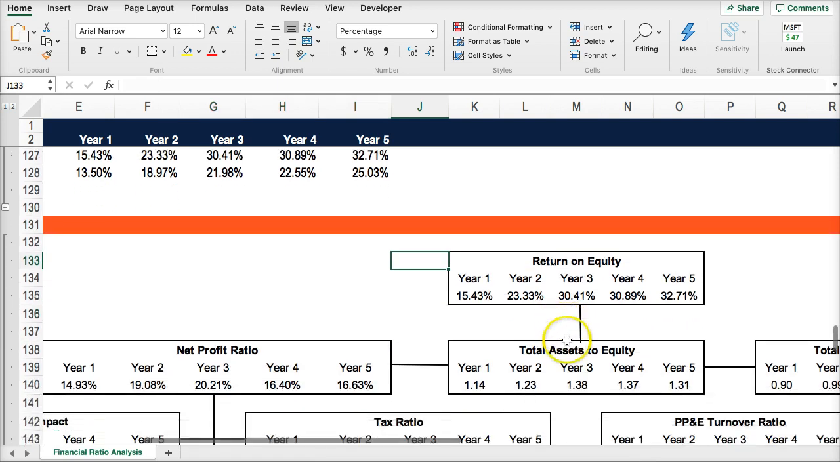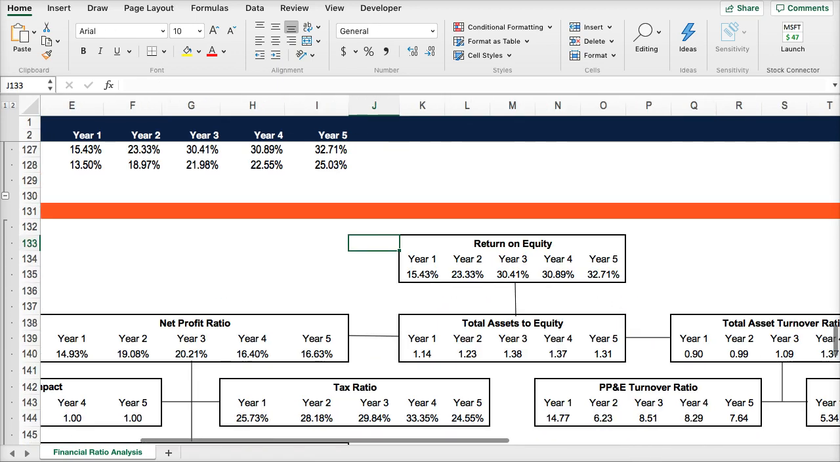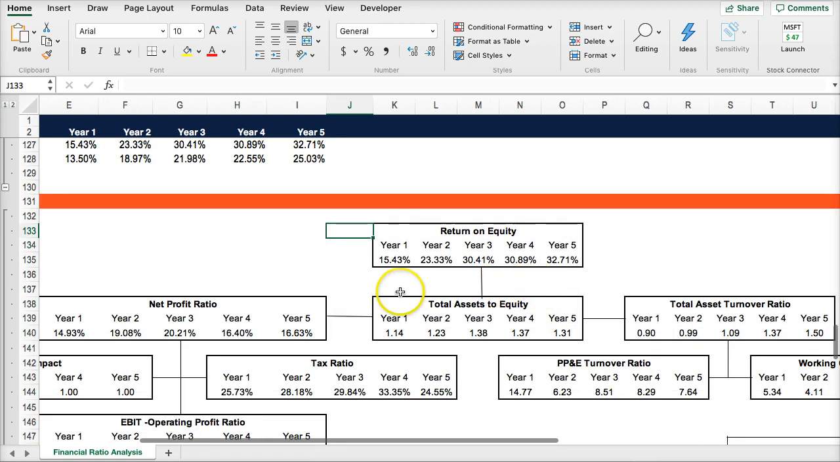So then we could break out, I think this is a little smaller. So we can break this out. Return on equity is going to be a combination of net profit ratio, total assets to equity, and total asset turnover. So these three components are going to make up the return on equity.